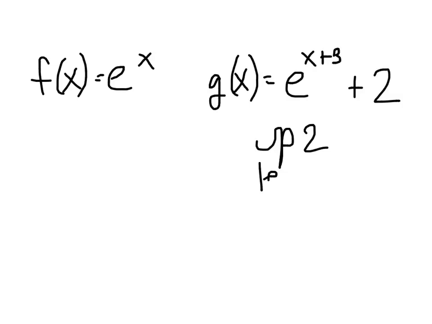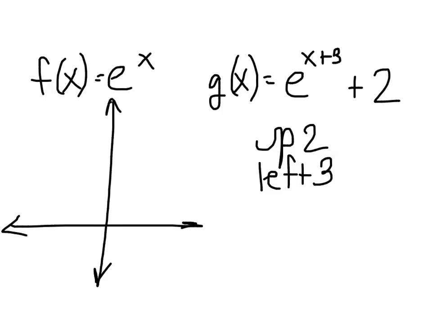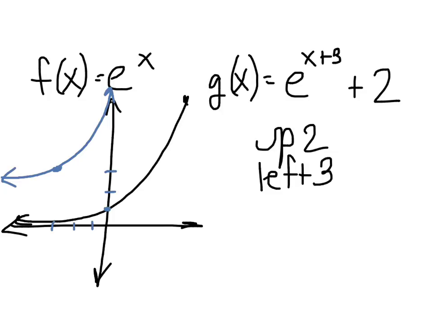To the left, how far? 3. So, just so that we know, e to the x should look something like this, because that's a growth formula. But if I go up 2 from this spot, 1, 2, and I go left 3, 1, 2, 3, I know that it's actually going to hit up here now. So it should look something in that vicinity. Okay, that's what it should look like when I put e to the x plus 3 plus 2.